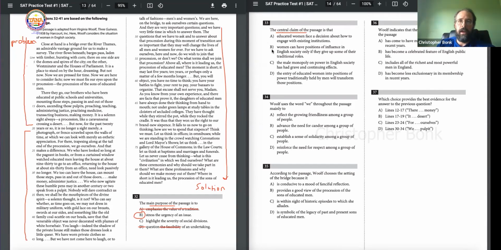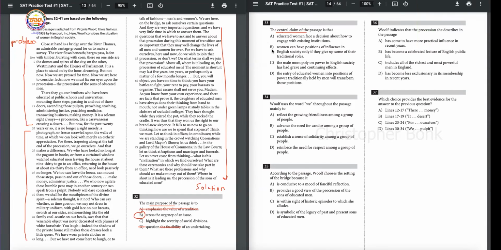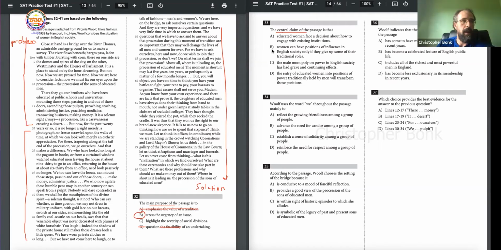The second one, women can have positions of influence in English society. That part completely checks out right there. But then the second part, there is a flaw, only if they give up some of their traditional roles. She doesn't say that that's the only way to create that equality. And so because of that, B would be out.